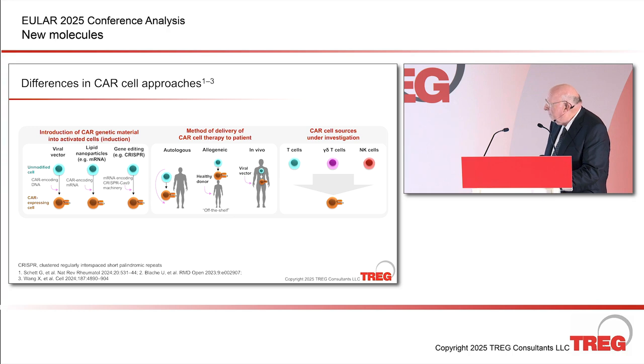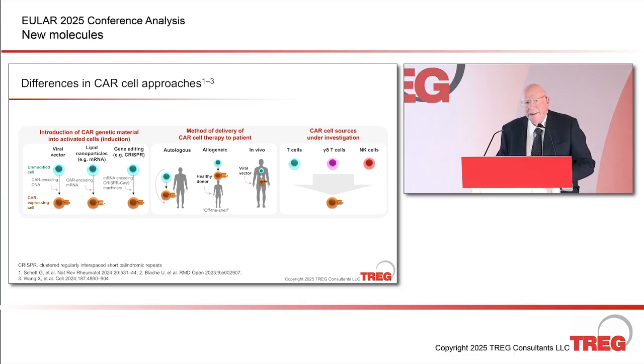So you have the original, the viral vectors. When we start, Diane's going to talk about actually the original study that was done with CAR T, and that was using a viral vector. And then we've used lipid nanoparticles, and now we're beginning to use CRISPR or gene editing.